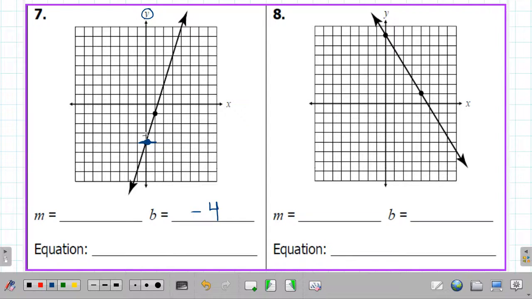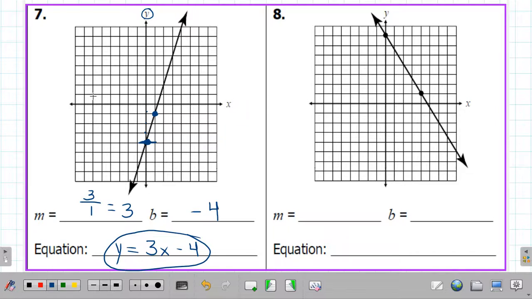Finding slope is a little bit more difficult, but based on what we've already done, if you know rise over run and you see there's 2 points here, all you've got to do is calculate rise over run. So it's going to be up 1, 2, 3, over, go over 1, and that simplifies to 3. So once again, 1, 2, 3, over 1. So 3 over 1, which is 3. And now my equation is just going to be y equals 3x minus 4.